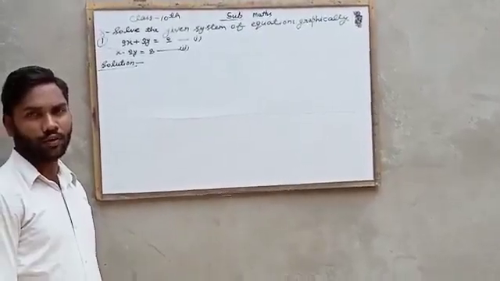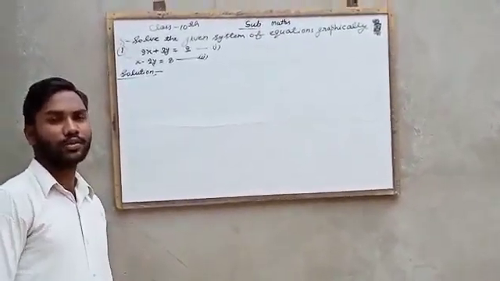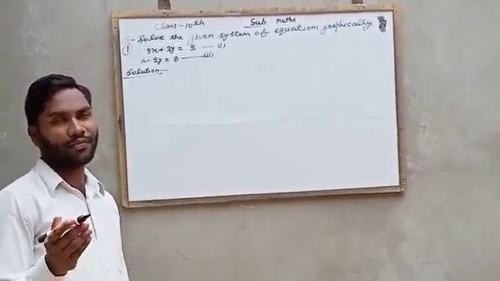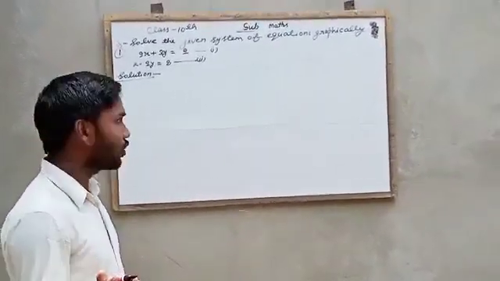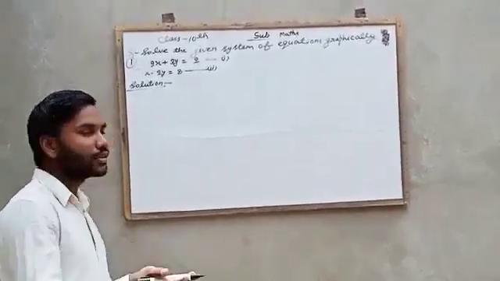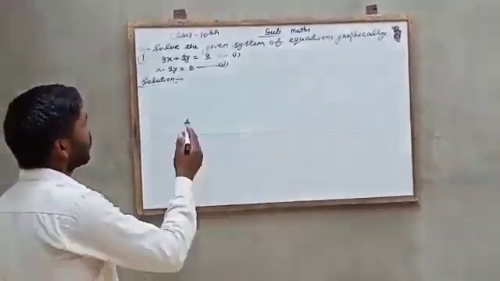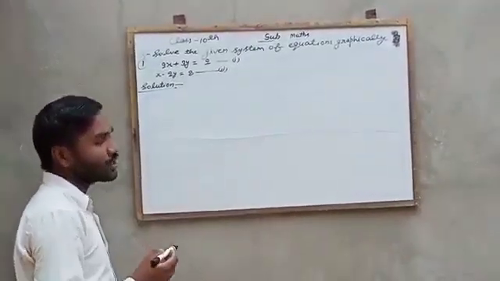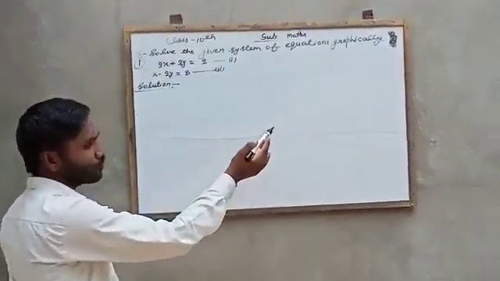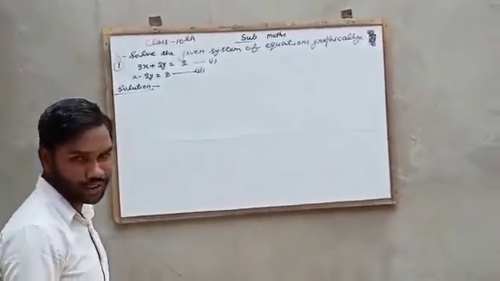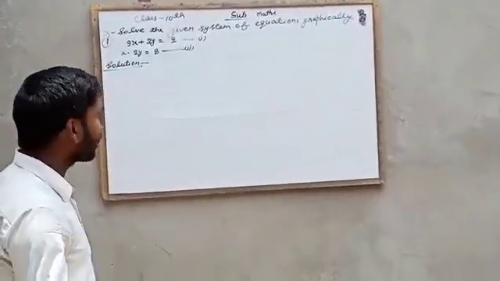Today I will tell you how to solve the given pair of equations by the graph method. Graphically, we are going to solve the equations. Here I have taken one example. The first equation is 2x plus 3y is equal to 2, and the second equation is x minus 2y is equal to 8. So now we are going to solve it.